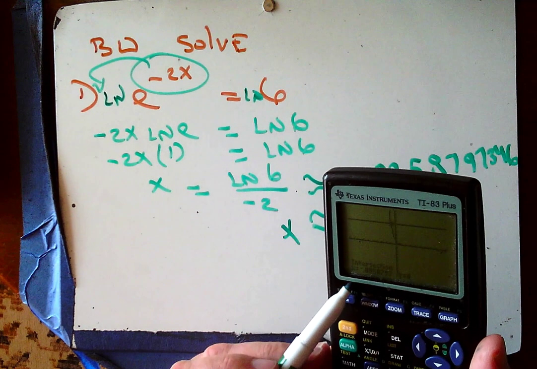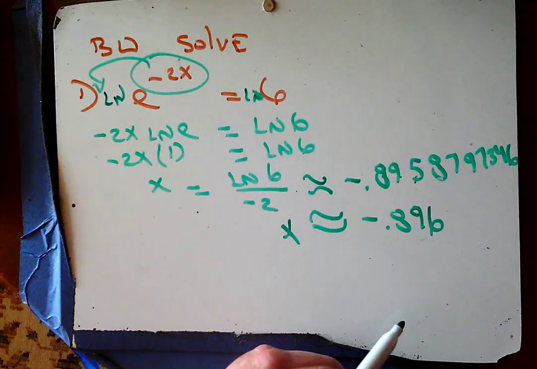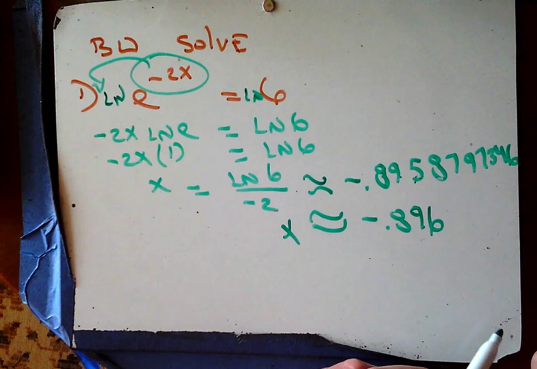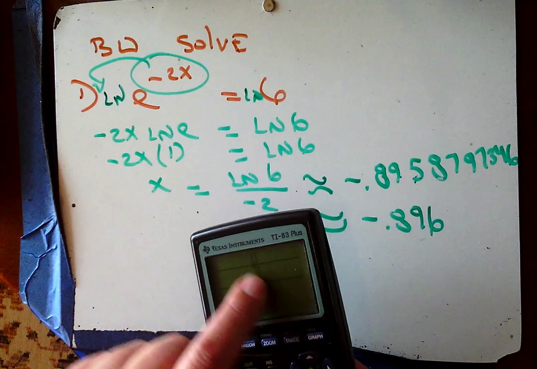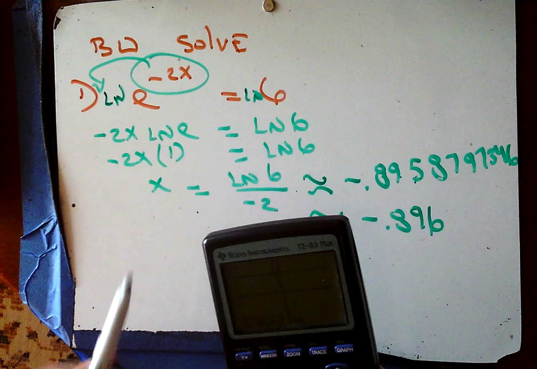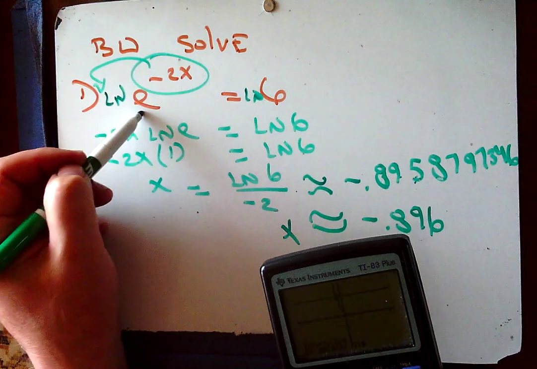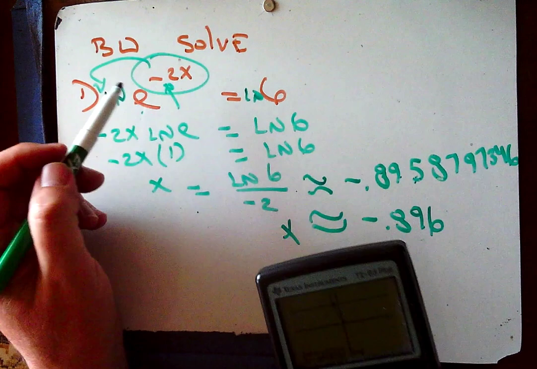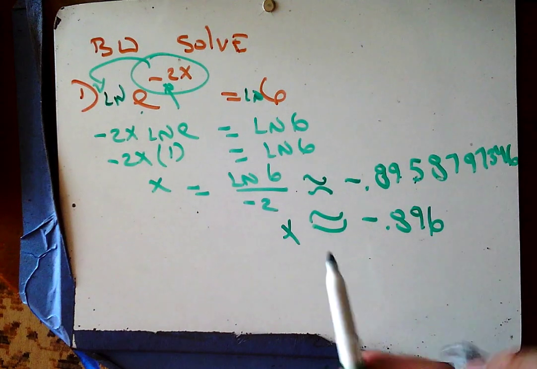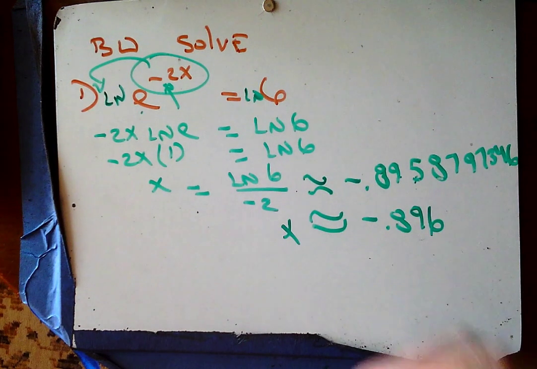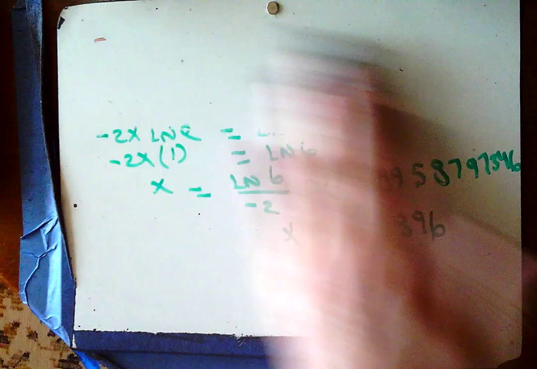Yep, negative 0.896. Great. Was anyone surprised that they saw an exponential decay curve here? Remember, it's exponential decay because we have a base that's bigger than 1, and we have a negative in our exponent. Okay, so that wasn't such a big deal. So what about number 2?